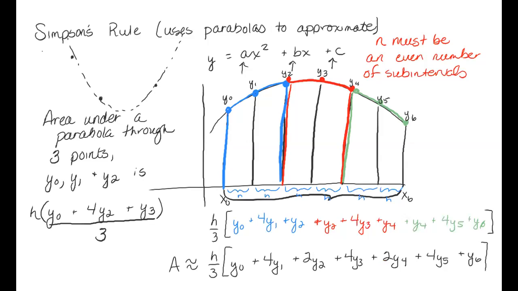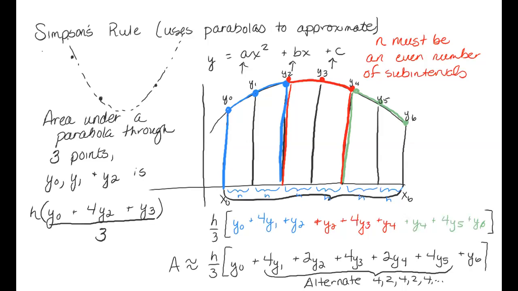Now notice that we could expand this out to 8 or 10 or 20 or however many we want. We just recognize that the terms on the ends get multiplied by 1, and the terms in the middle alternate 4's and 2's. And they have to start and end with 4. If you don't have an even number of subintervals, that won't work. And so that's part of why Simpson's rule insists that we have an even number of subintervals.